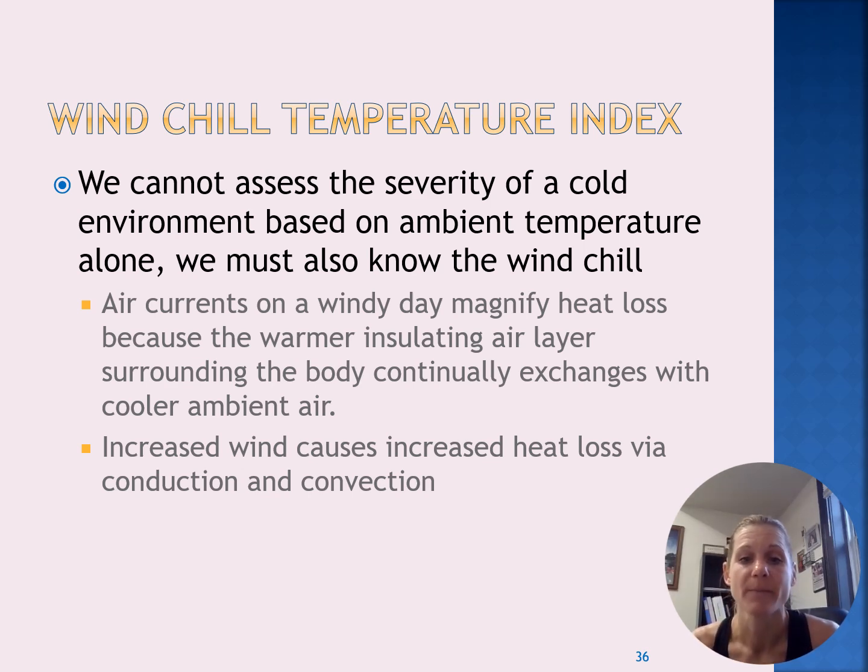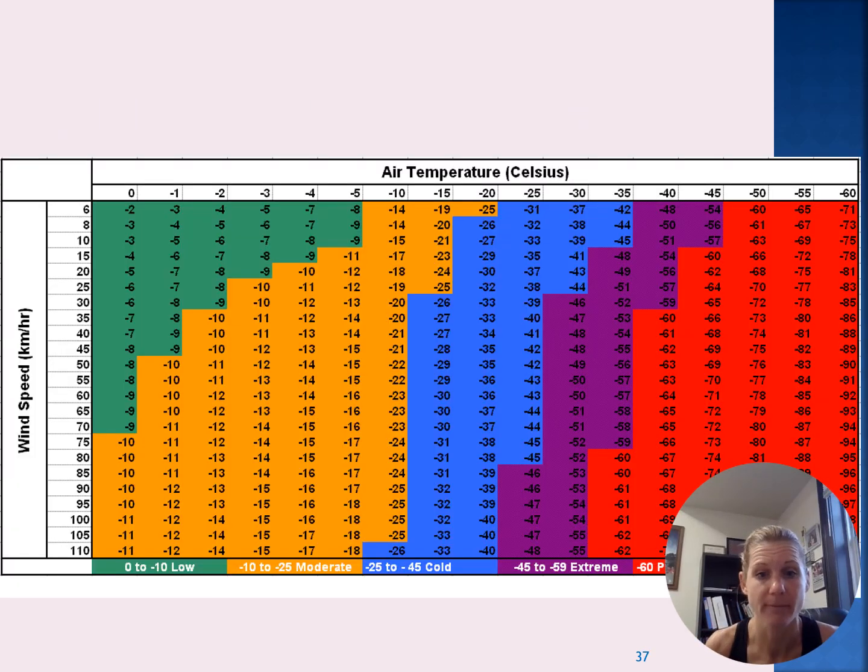Air currents on a windy day will magnify heat loss because those warmer insulatory layers surrounding the body will continue to exchange with cooler ambient air. So we'll see increased wind that causes heat loss via conduction and convection. This is just to show you that relationship. As that wind speed picks up, you can see how that air temperature, or that wind chill, will decrease.